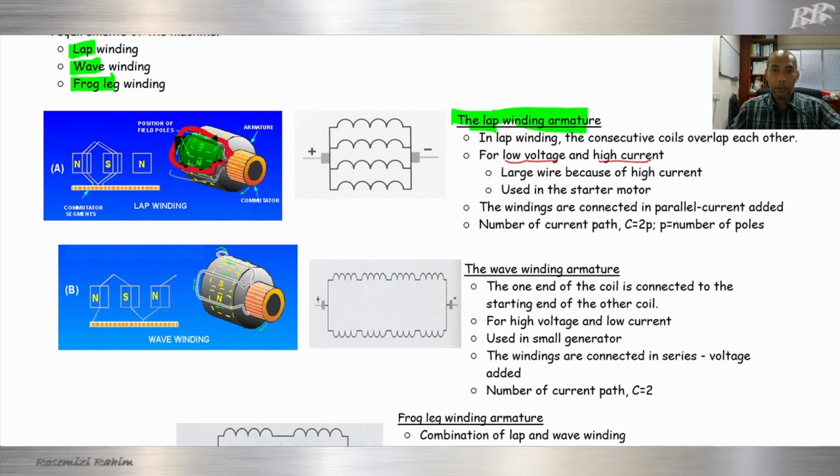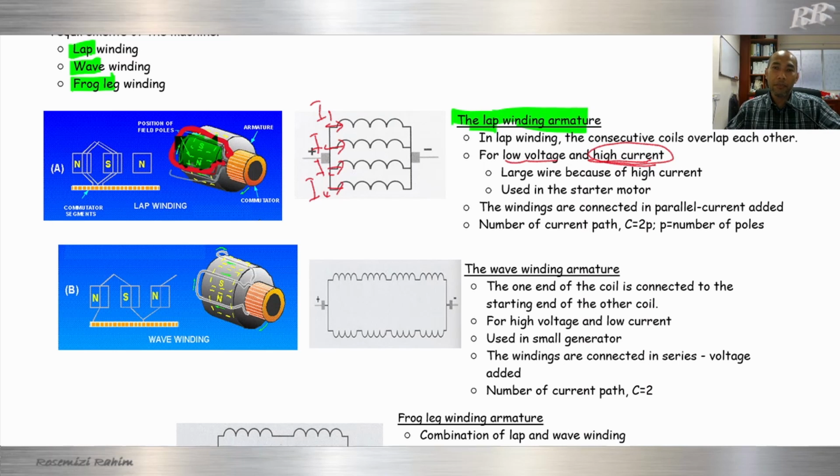So we have current I1, I2, I3 and I4. Okay, we have 4 currents here. So the current will be added together. It means that this type of winding will produce high current. Okay, the summation of current.